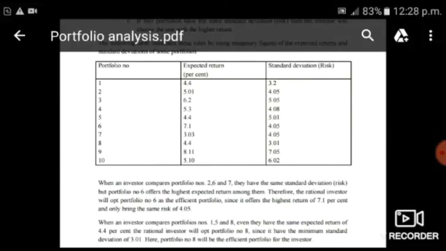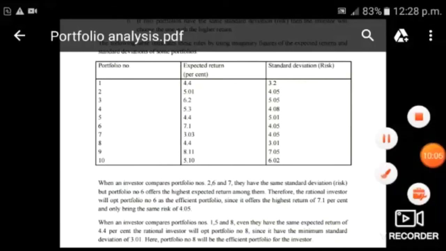So here the returns are the same, so we are going to see which risk level is the least. So 1 has 3.2, 5 has 5.01, 8 has 3.01. So the lowest is for portfolio 8, that is 3.01. So here portfolio 8 is dominating the others. So portfolio 8 will be the efficient portfolio.